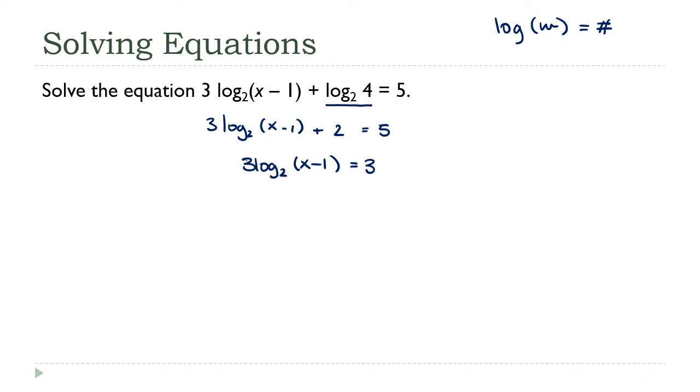And the problem is this 3 over here on the left-hand side. Our definition says the log base a of x equals y is equivalent to a to the y equals x. Well, it doesn't say anything about there being a number out in front, like we've got here. But fortunately, I can fix this pretty easily. I can just divide both sides by 3, and we get the log base 2 of (x minus 1) equals 1, and now it has this form.